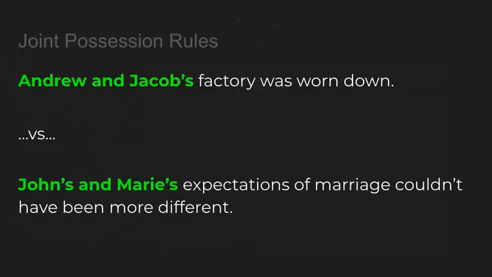With joint possession, there are two rules to remember. First of all, to show joint possession, when two or more people own something together, then you use an apostrophe S with the last noun only. So Andrew and Jacob's factory was worn down. In this case, Andrew and Jacob own the factory together.